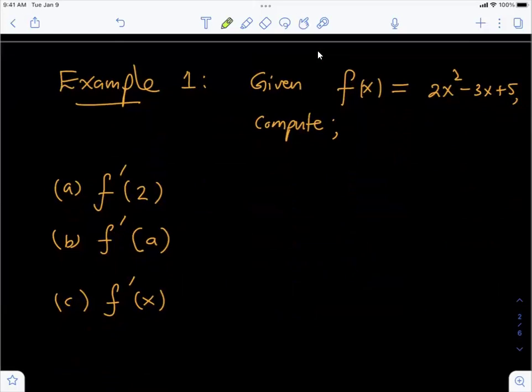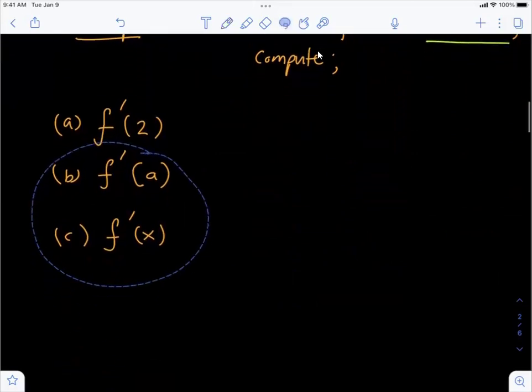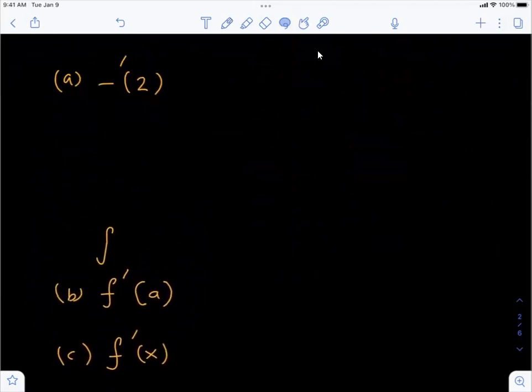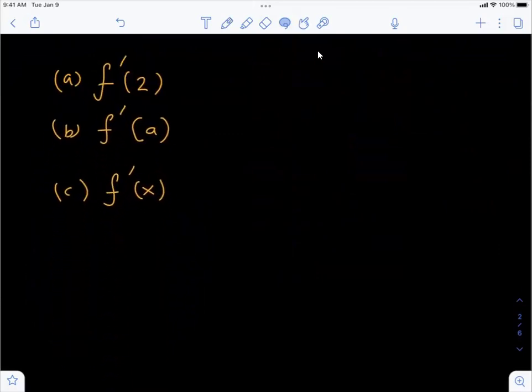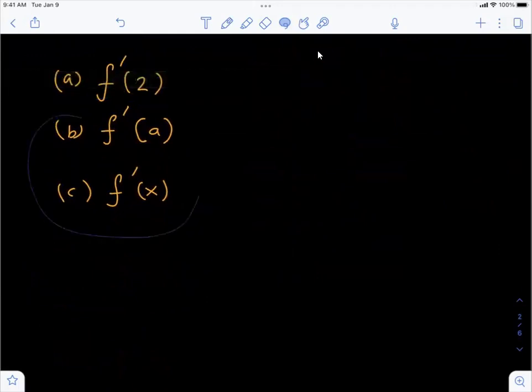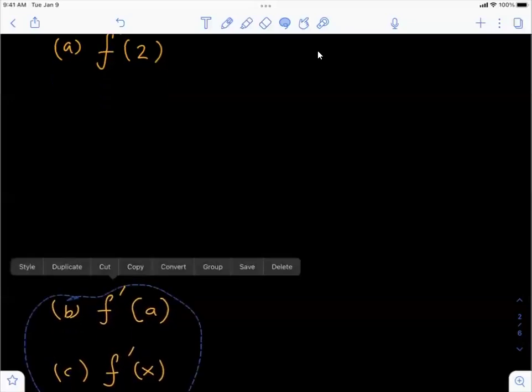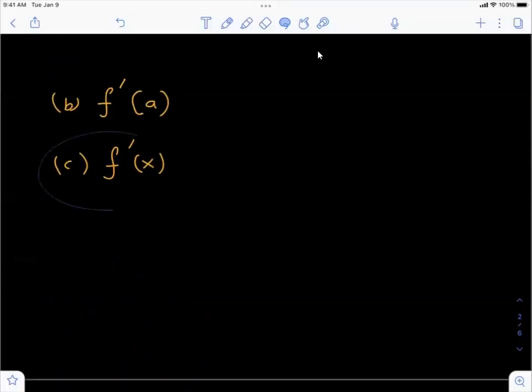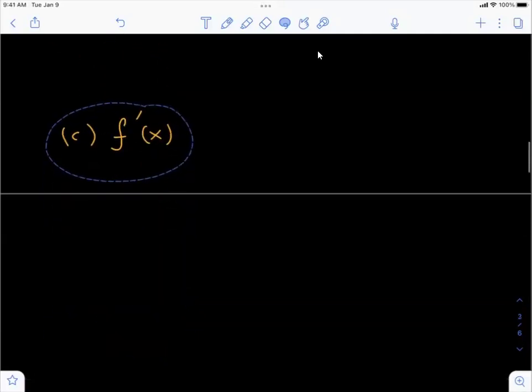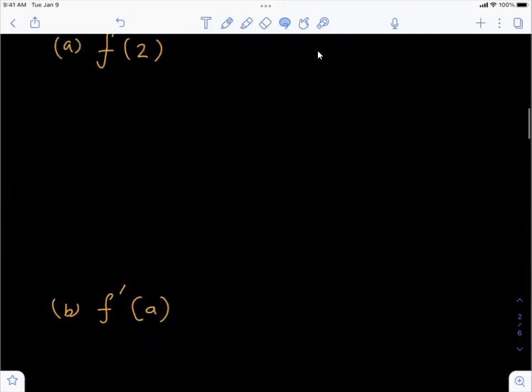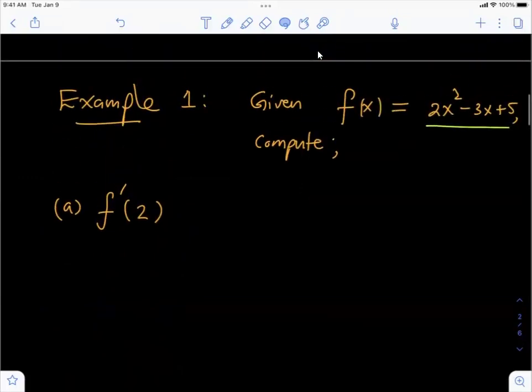Given that f of x equals this is the given function. Compute these derivatives. Now, first of all, let me have a little space here. Let me do it carefully with slightly more care. I will have a little space here, and then I will get a little space for that. Right. Now, let's perform each computation.